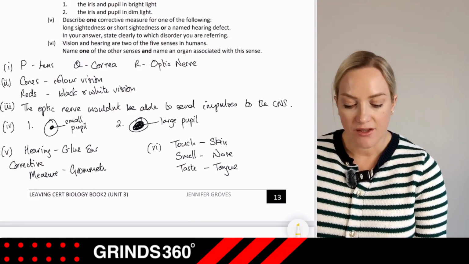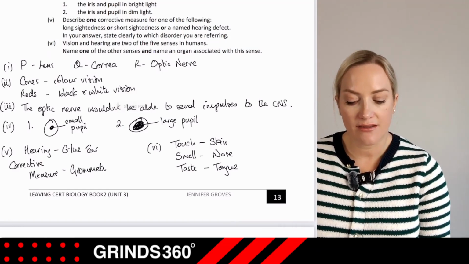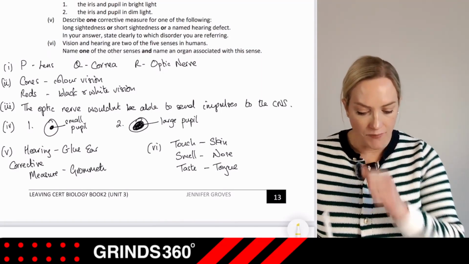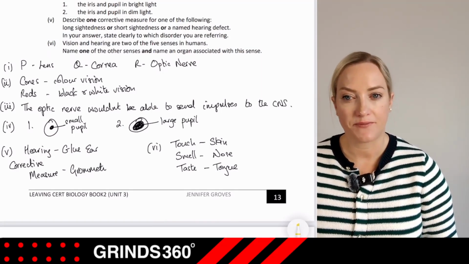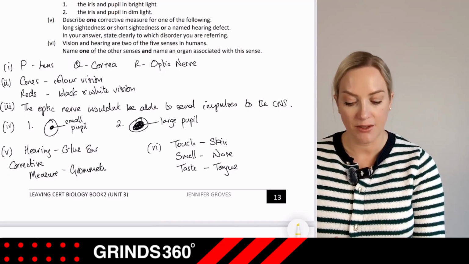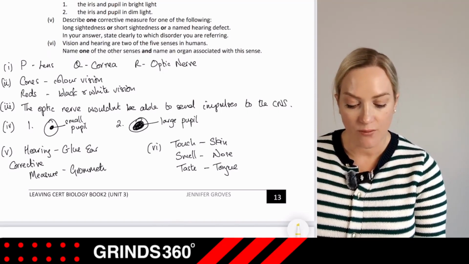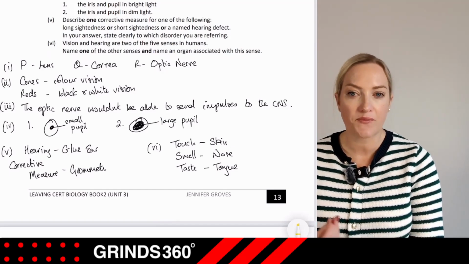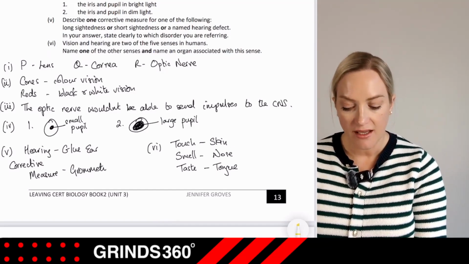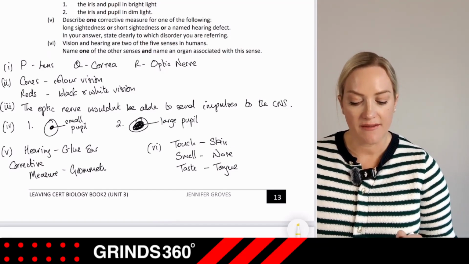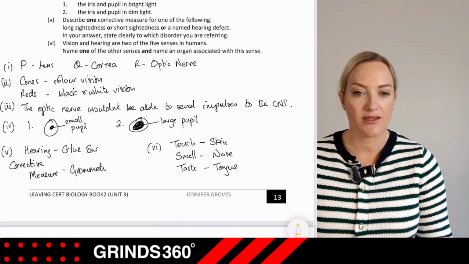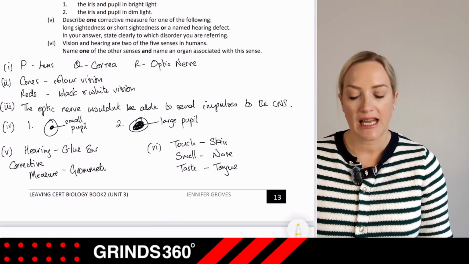Describe one corrective measure for one of the following: long-sightedness, short-sightedness, or a named hearing defect. I'm going with a named hearing defect. My named hearing defect is glue ear. In your answer, clearly state which defect you're referring to. A corrective measure is grommets. Vision and hearing are two of the five senses. Name one other sense and name an organ associated with it. That's touch, which could be skin, smell could be nose, and taste could be tongue.